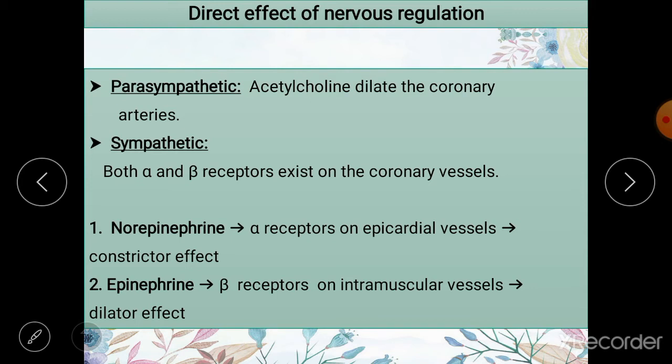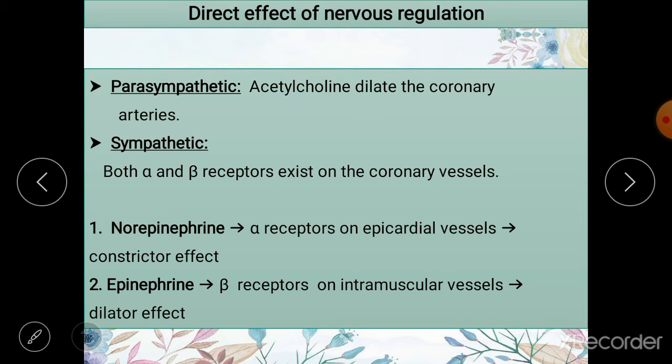So as you already know, when your parasympathetic system is activated during rest conditions, acetylcholine will be secreted at the end of your parasympathetic nerve fibers. Please remember that this acetylcholine causes dilation of the coronary arteries. So during rest conditions, your parasympathetic nerve supply is going to be strong within your heart, and these parasympathetic nerves are going to secrete acetylcholine at their endings, and acetylcholine dilates the coronary blood vessels.